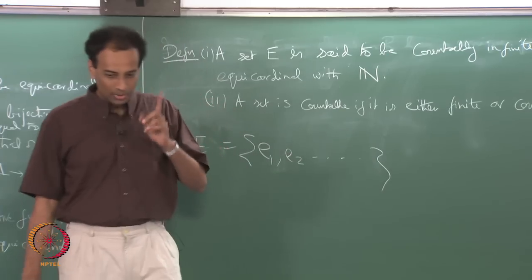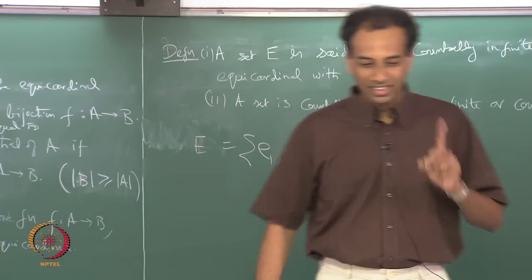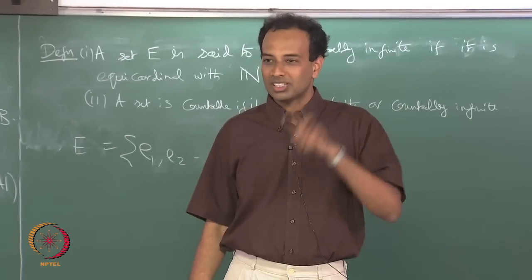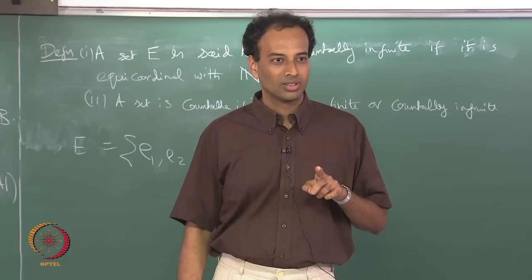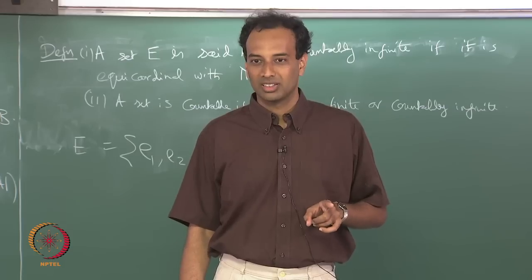So, I want to make this very clear. I think the confusion is because the even numbers are a subset of the natural numbers, but still they are equicardinal. Because there is a bijection, you see the bijection.